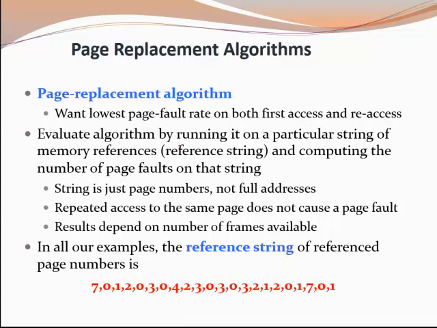For evaluating the algorithm, we can use the reference string. A reference string is nothing but the logical addresses generated by the operating system. The string is just page numbers, not full addresses. Repeat access to the same pages does not cause a page fault. That means if we try to access those pages again, the page fault rate there is very low. The performance of the page replacement algorithm also depends on the number of available frames.